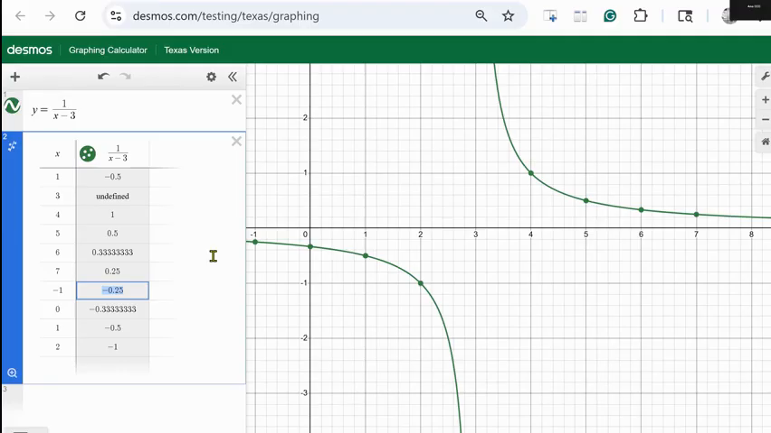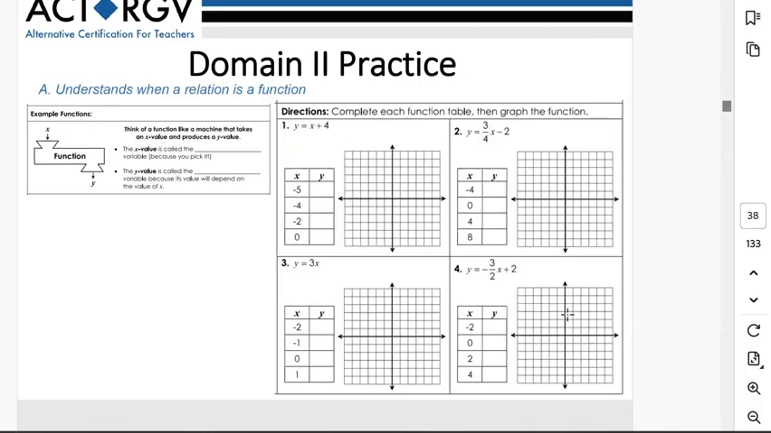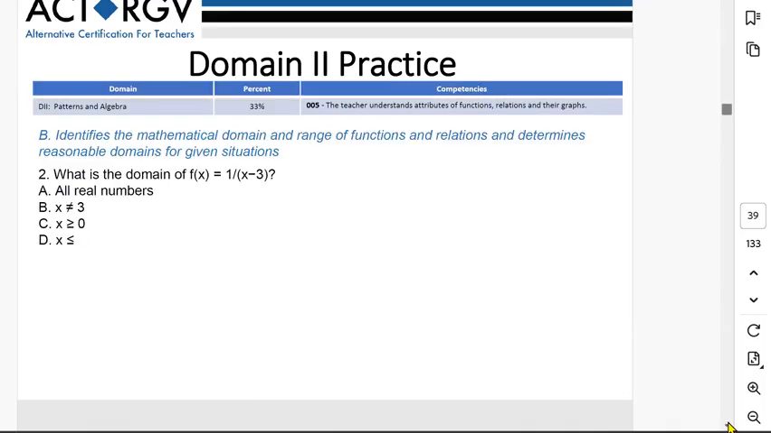I'll tell you why, okay? Are we good with this? Yes. This is the last question. Don't worry. This is the last question. So then the domain is x does not equal 3. That's not equal to 3. Okay, I'll explain why, no?